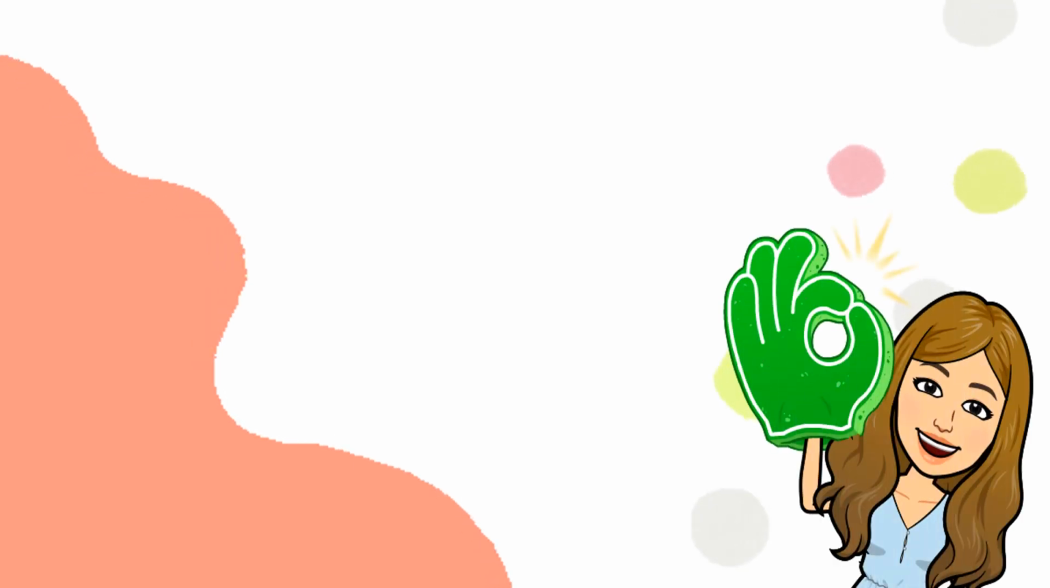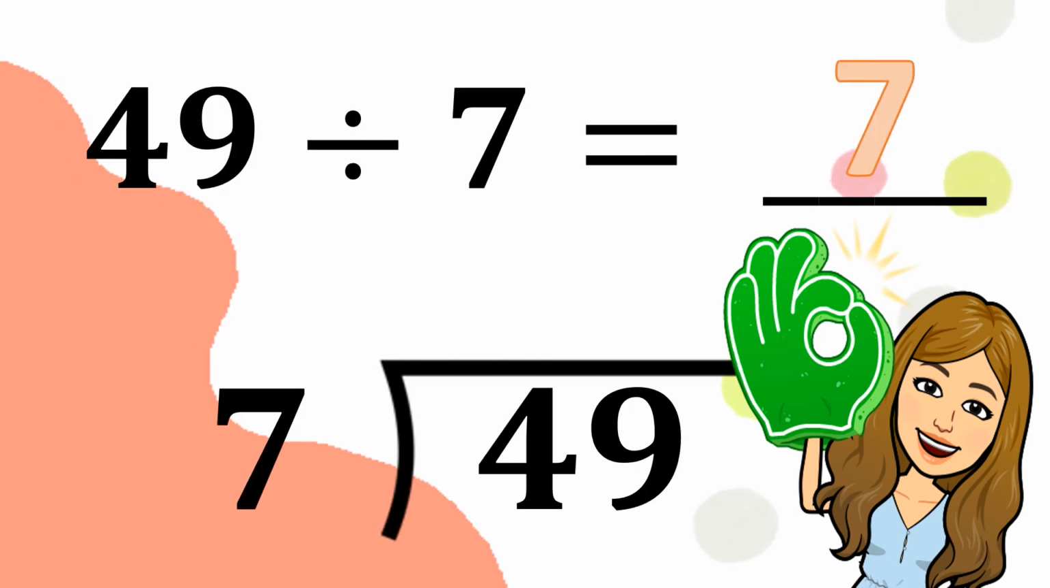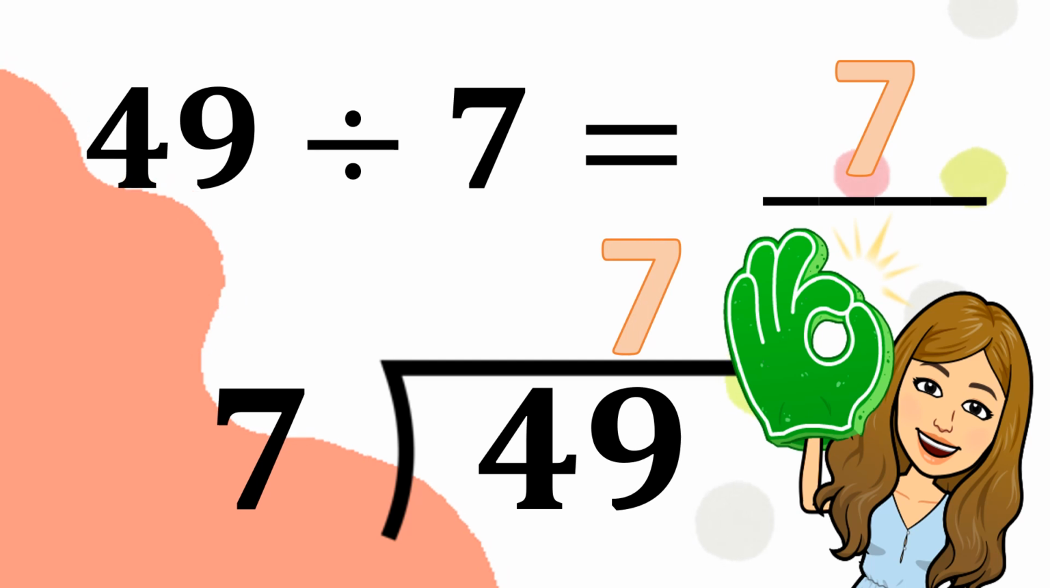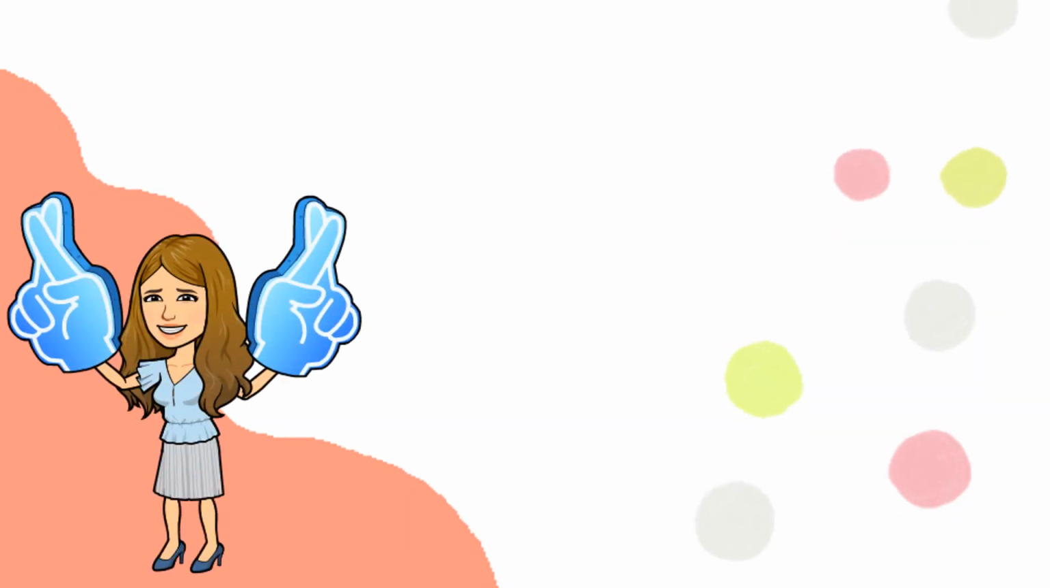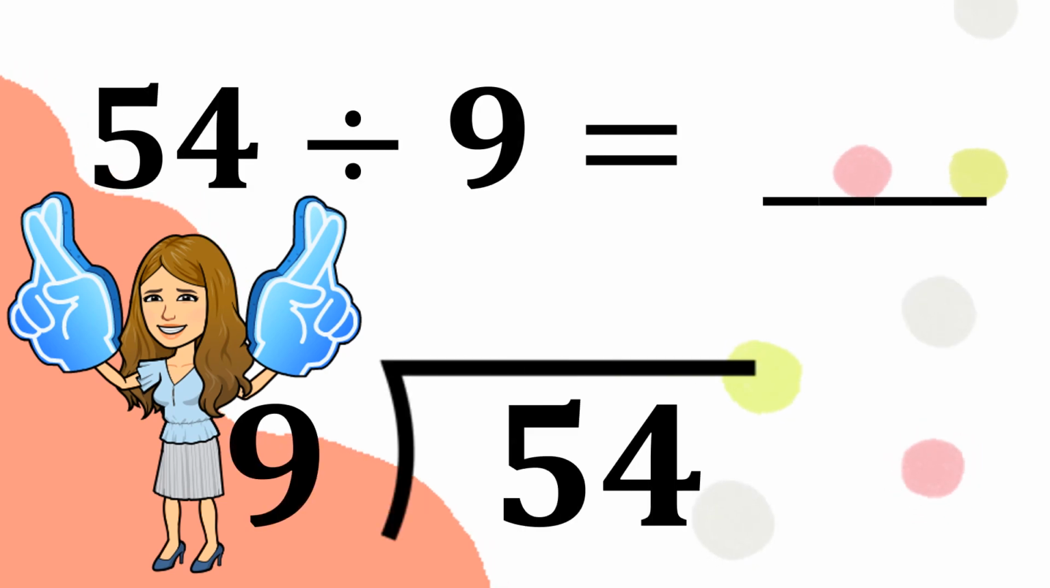Number 4. 49 divided by 7 equals... Amazing! It's 7. For the last number, number 5, 54 divided by 9 equals... Very good! It's 6.